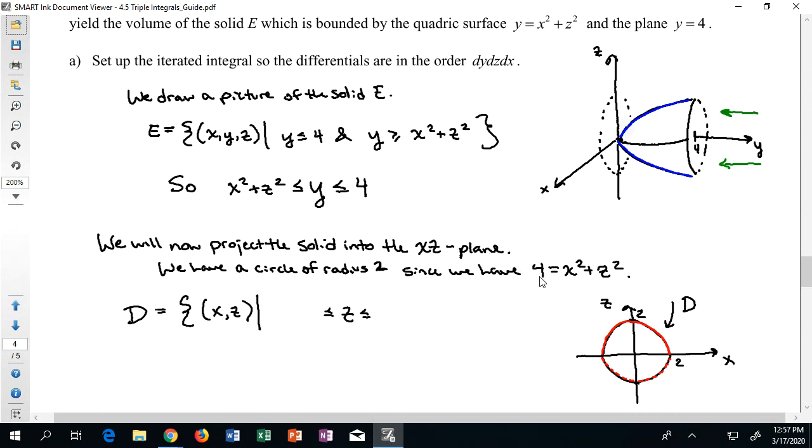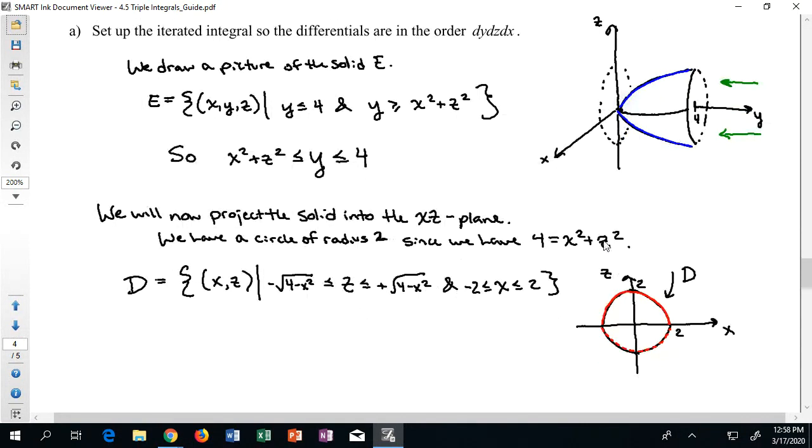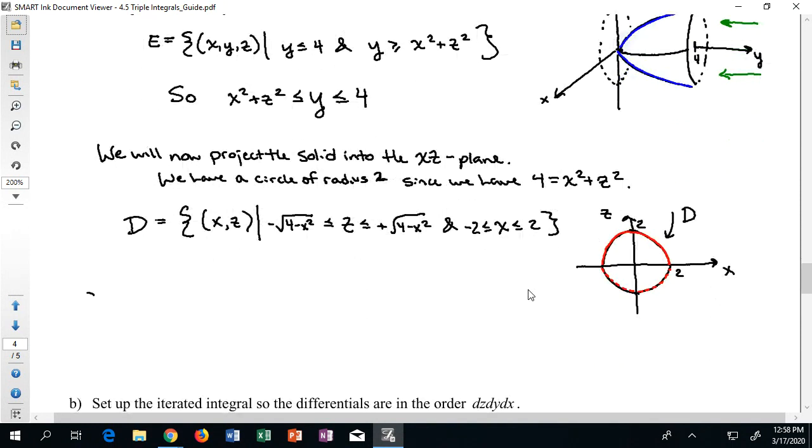Well, one obvious choice is that I could start to work with the equation that I've been given. I could see that I could get negative root 4 minus x squared, and positive root 4 minus x squared as bounds on z. And then my bounds on x, where would x range from? X should range from negative 2 to 2. So this communicates the exact circle that I have here. And again, I wanted to bound z by functions because that's my second differential, and my very last one has to be dealing with constants.